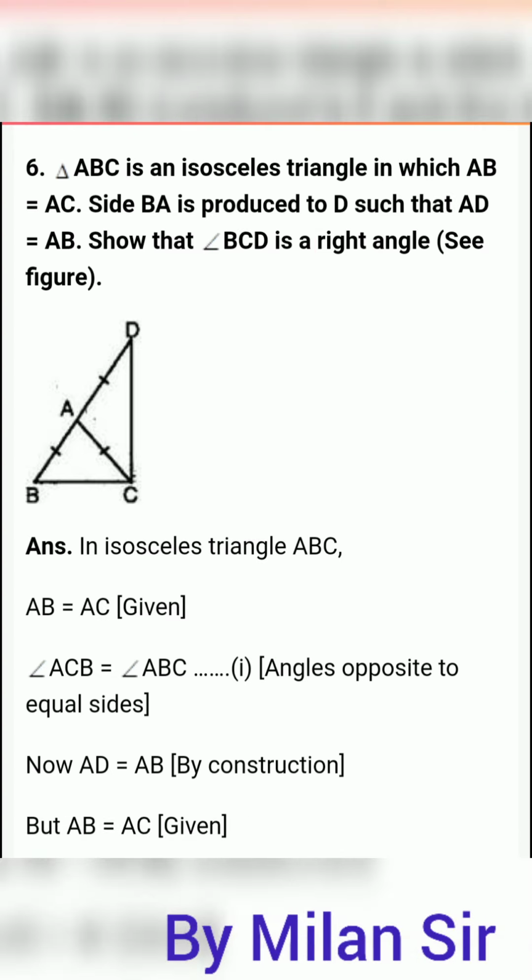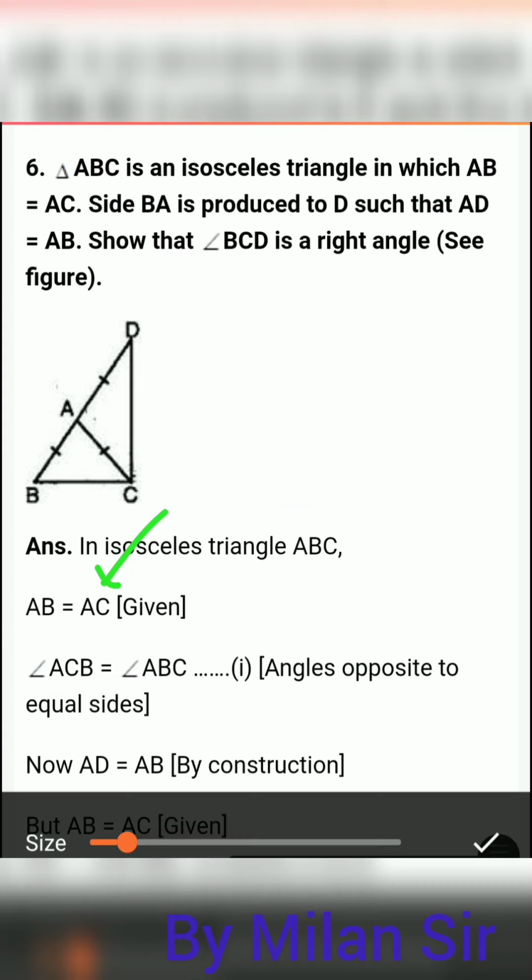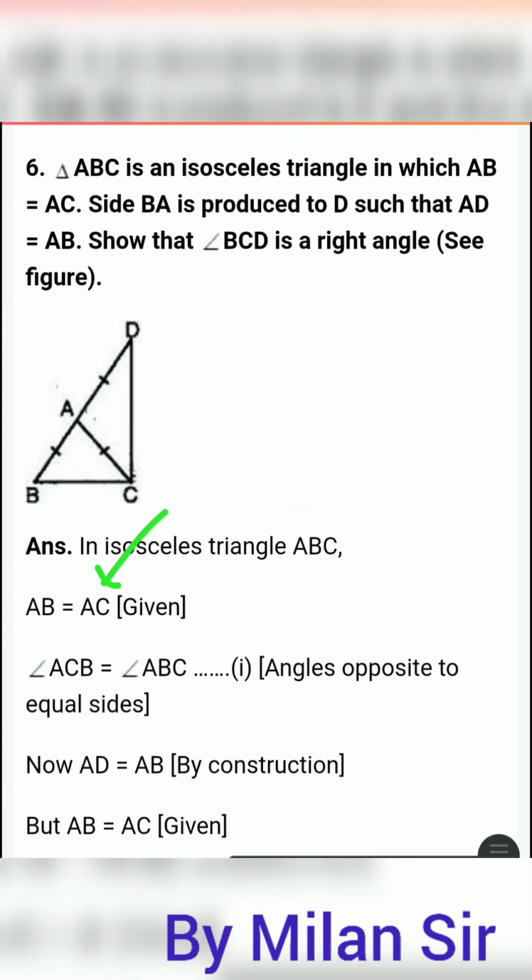So first of all, we need to write this. Here in isosceles triangle AB is equal to AC, right? So the opposite angle ACB is equal to ABC. So angle ACB is equal to angle ABC, angles opposite to equal sides. Okay.